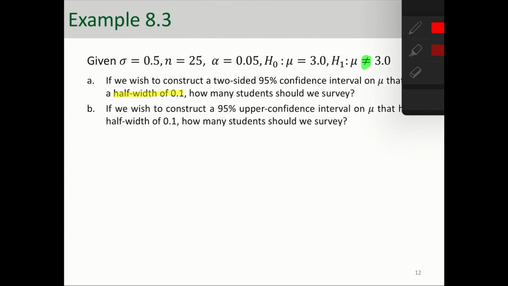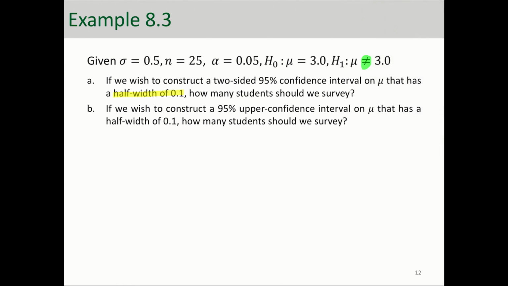What does that mean? That means the confidence interval that you want to have at the end should bracket with an L and U that is only 0.2 apart from each other, because the half width is 0.1. That is 0.2. It has the width of 0.2. Maybe giving me something like 2.9 and 3.1. That confidence interval has a half width of 0.1.